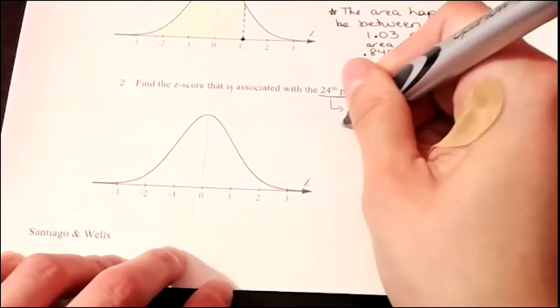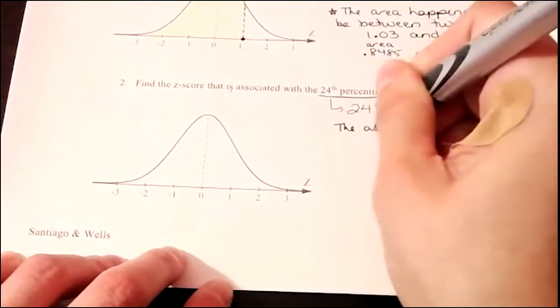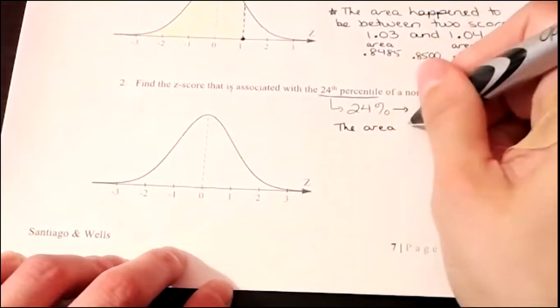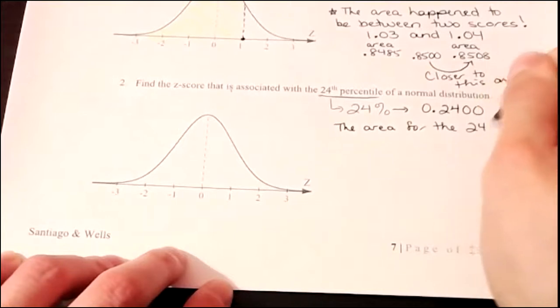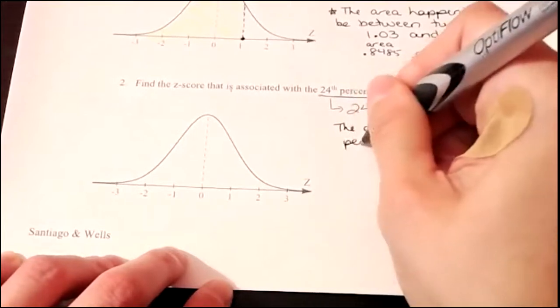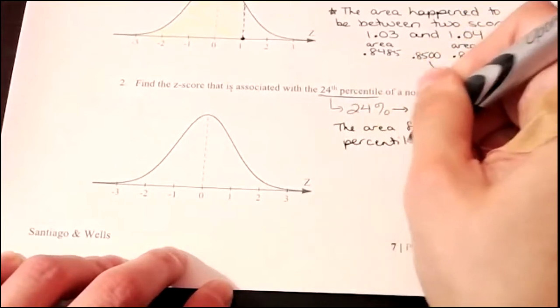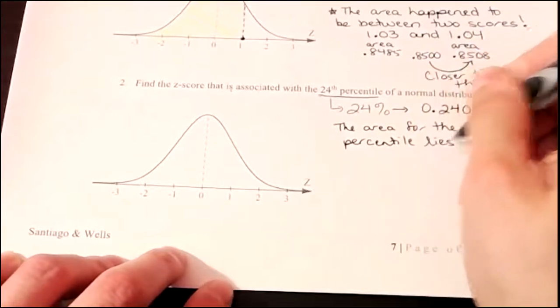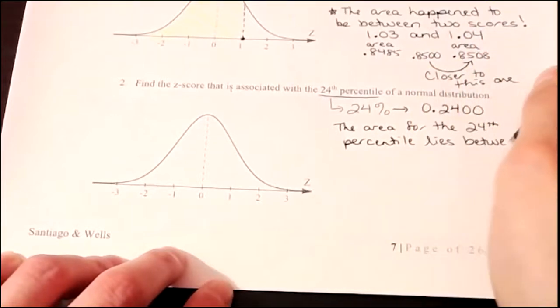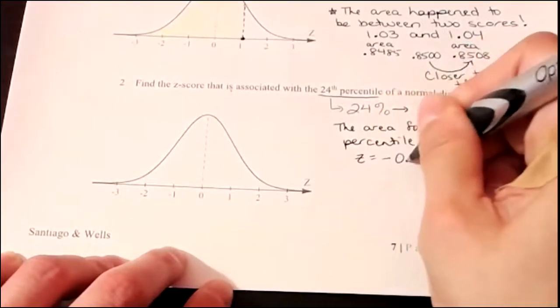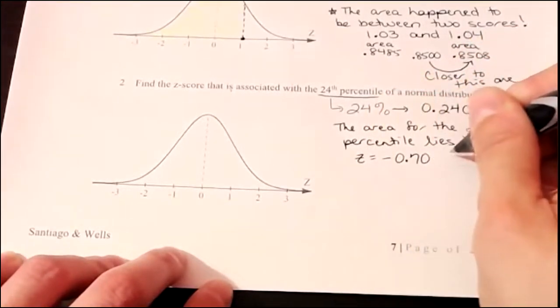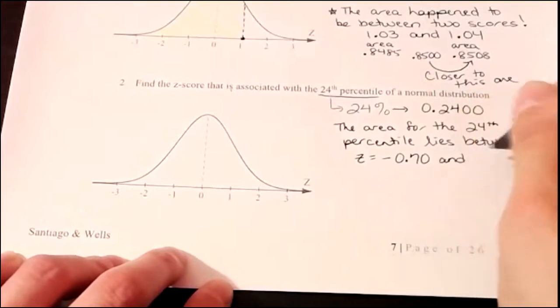So the area for the 24th percentile lies between a z-score of negative 0.70 and negative 0.71.